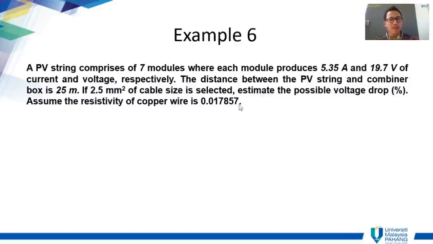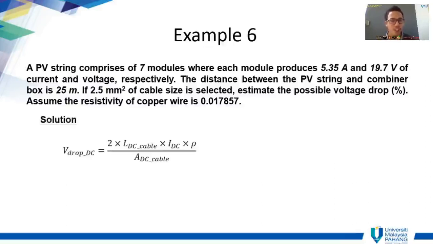Assume the resistivity of copper wire is 0.017857. So we just take out the equation, put the value at the bottom, which is 2.5, and the cable length here is changed from 10 to 25. Then we get a very simple answer of 1.9107 volts.